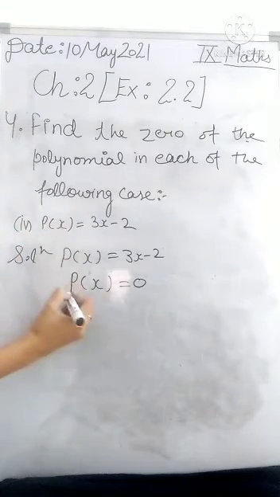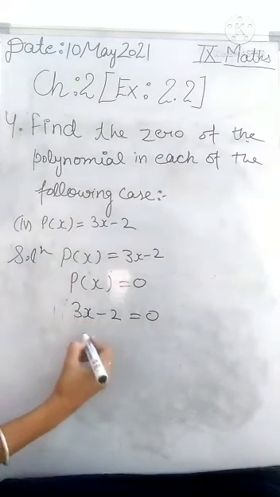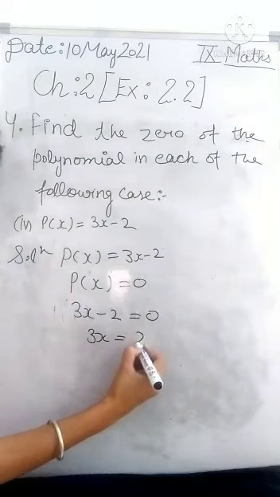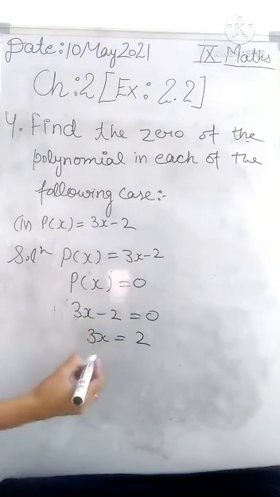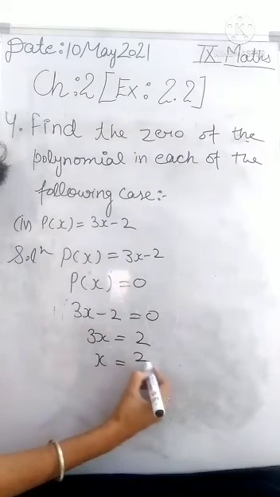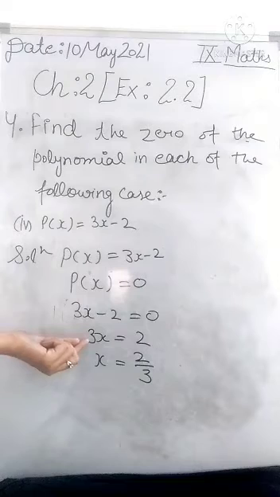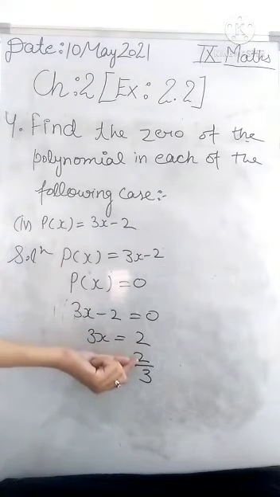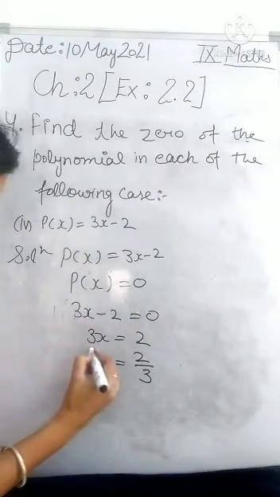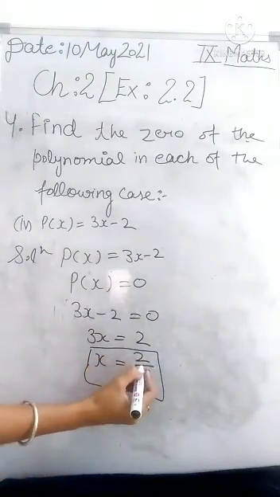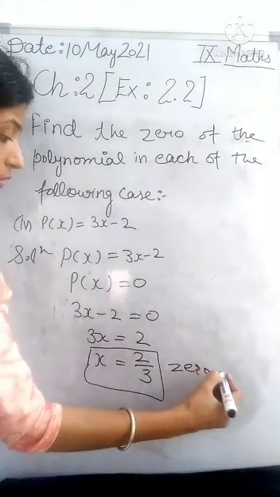So what is the value of p(x)? Here 3x minus 2 equals 0, and 3x equals 2. It is in negative, and on the other side it is in positive. Clear? And x equals 2 by 3. Here you can see that 3 is multiplied with x, and on the other side it will be in divide. So here I get x equals 2 divided by 3, which is a 0 of the polynomial.